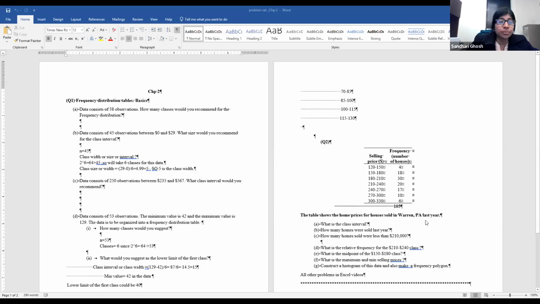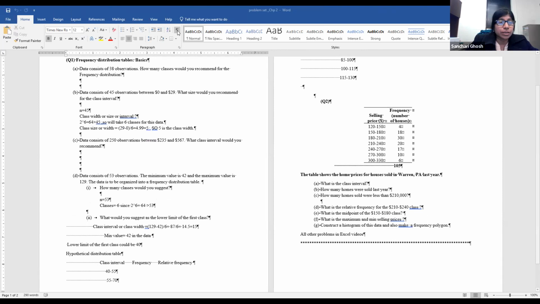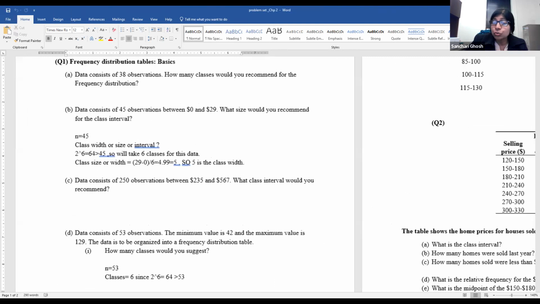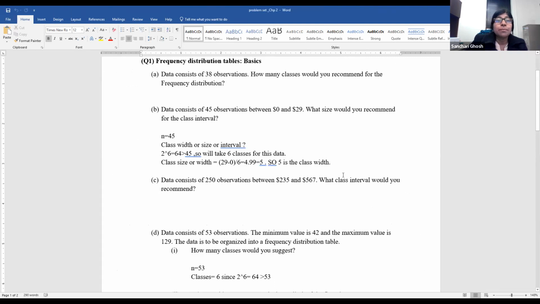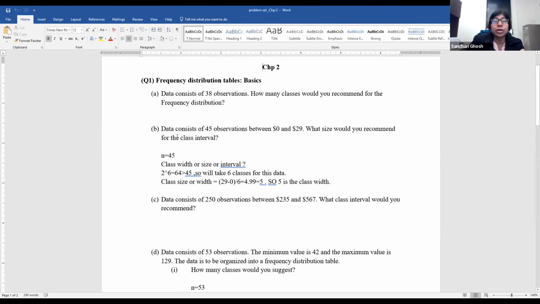So some actual problems may or may not be in Excel. These problems, ladies and gentlemen, are on your Blackboard as problem set 1 or 2, sorry, in module 2. But let's go over them in detail, to make sure we understand. So I'll go over number B, where the answer is already given.